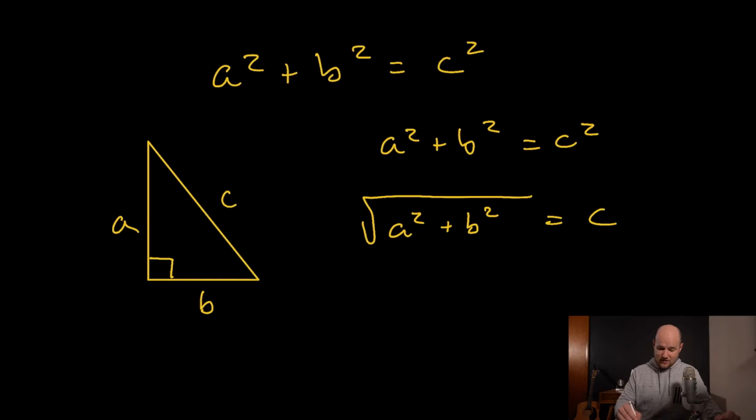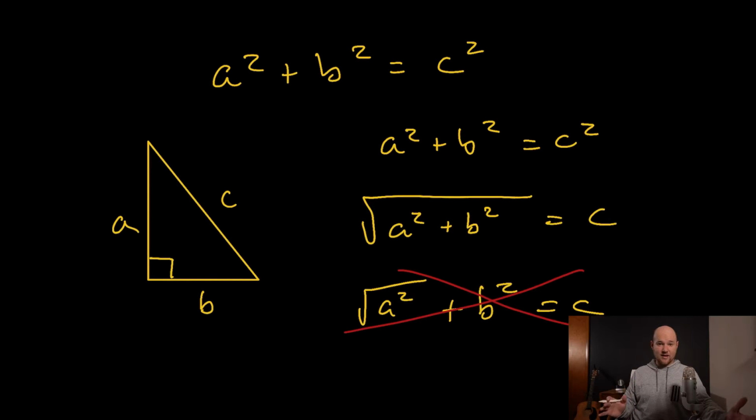Now, you notice that my square root goes over this entire function. I've seen a lot of times whenever a student is typing this in their calculator and they accidentally type a squared under the square root plus b squared equals c, and that's wrong. That's not going to work in the calculator. That's not going to give you the right result. You have to make sure that everything is under the square root when you're dealing with Pythagorean theorem like this.